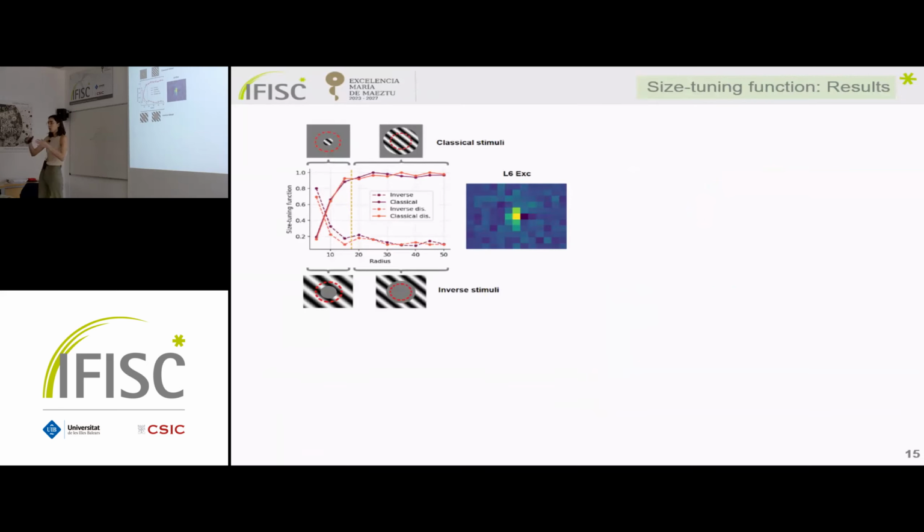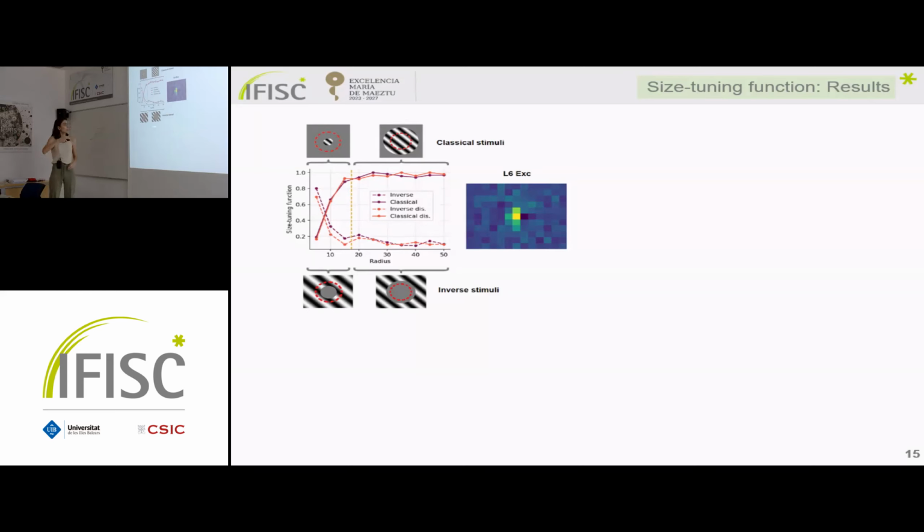Looking at all the size-tuning curves that we found, we saw that there were 4 qualitatively different dynamics. Now I will show you an example for individual neurons of each of these 4 dynamics. In addition, for each neuron, you will see that there are 4 size-tuning curves. This is because we have a size-tuning curve for classical and inverse stimuli in the connected and disconnected version of the model. And this analysis was performed for V1 neurons only.